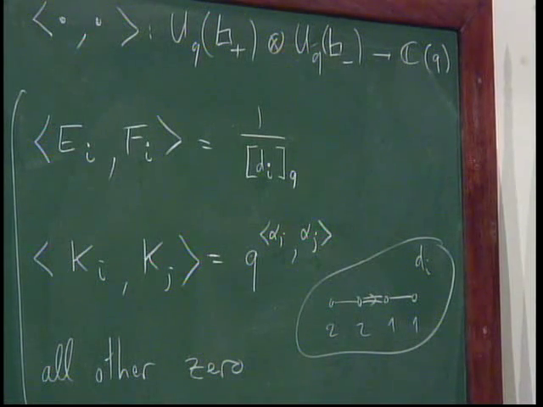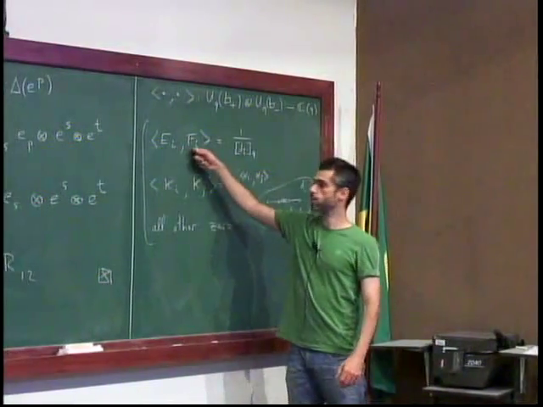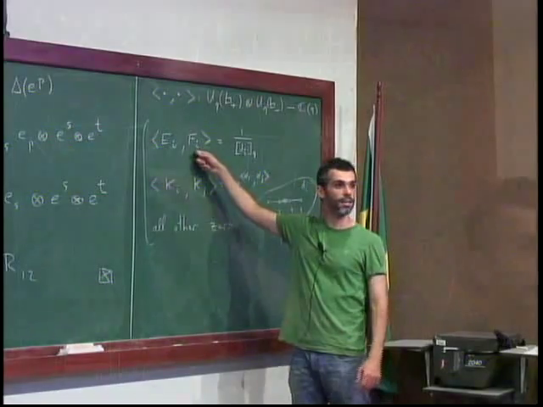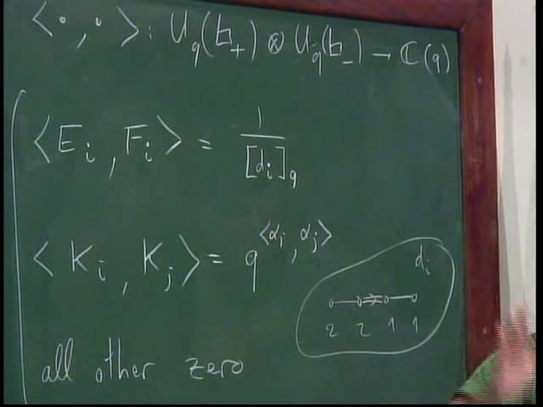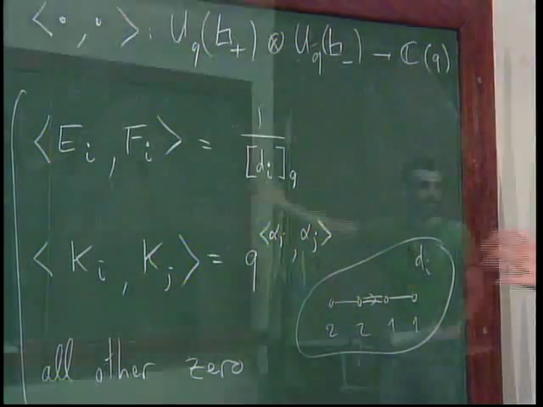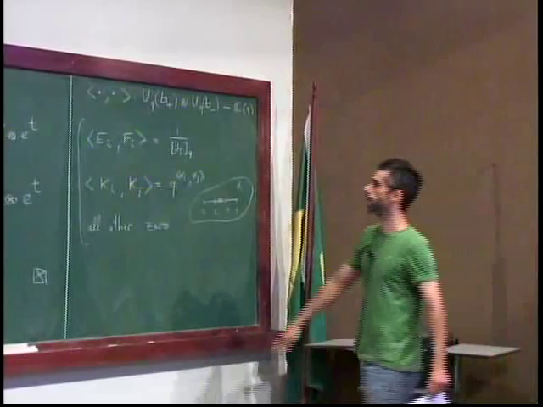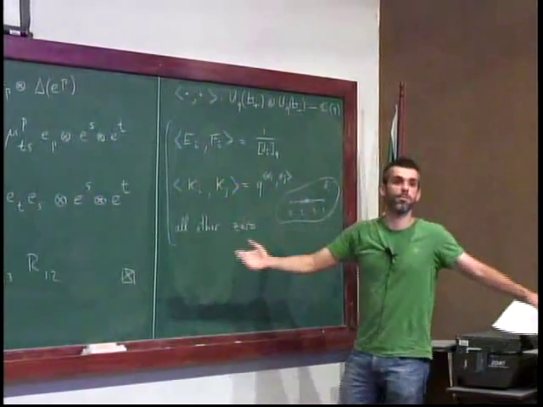So when you say any other pairing is 0, it seems that you are extending to any other. So the things that I claim are 0 are E_i F_j, E_i K_j, K_i E_j and K_i F_j. These are the things that are 0. There's nothing else that I'm making a claim about. And as we'll see, there's many things where you get non-zero. For example, E_i squared paired against F_i squared, that's going to be non-zero.